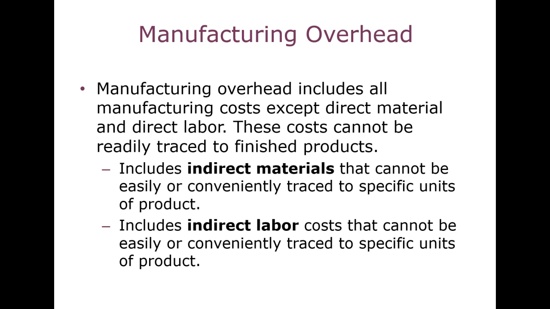These include indirect materials, and these can be things such as cleaning supplies, small nuts and bolts, glue that's not very much is being used for the product. They are materials, but they're not one of the major items of material in that product. Manufacturing overhead also includes indirect labor costs. These are costs that cannot be easily or conveniently traced to specific units of product. Indirect labor costs can include items such as supervisor salaries, maintenance personnel salaries, and anyone else involved in the factory, but they are not directly working on the product, like, for example, on the assembly line itself.